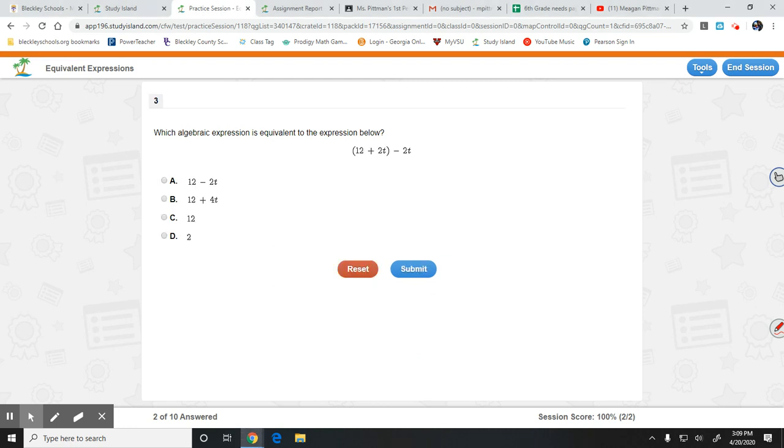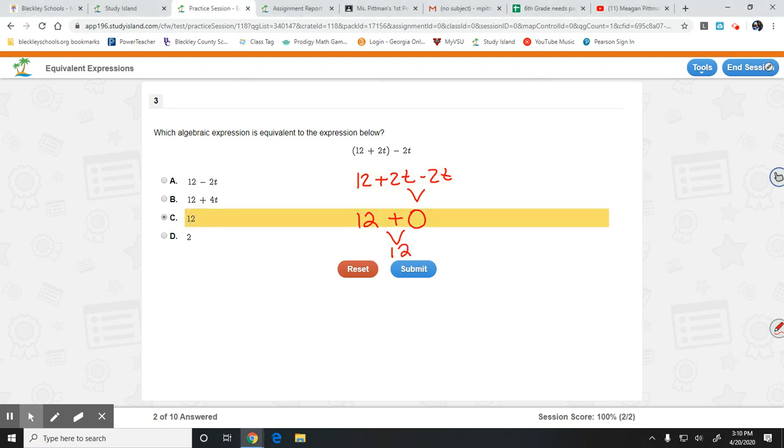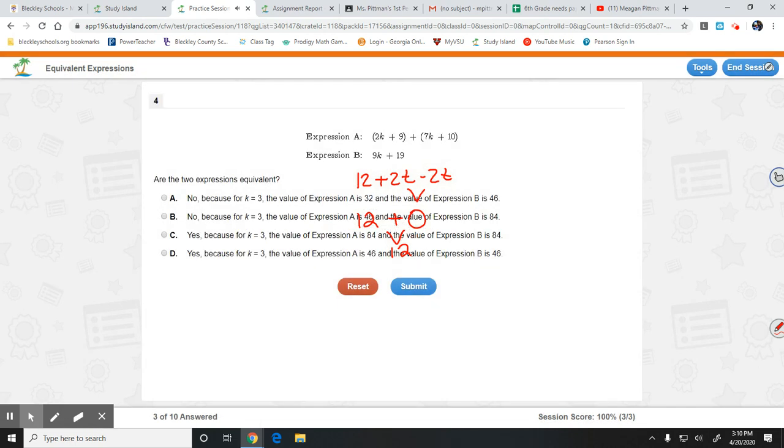Once again, we have parentheses, and we can't combine those two terms because they're not like terms. They don't have a variable. So we can basically get rid of those parentheses, and so we have 12 plus 2t minus 2t. We know that 2t minus 2t is 0, plus 12, which we know equals 12. So that one was too easy for us. All right, maybe the next one will be a little more challenging. There we go. That's what I'm looking for.